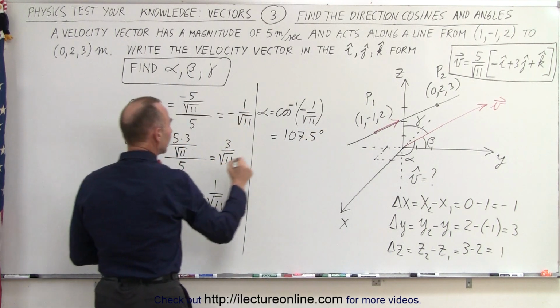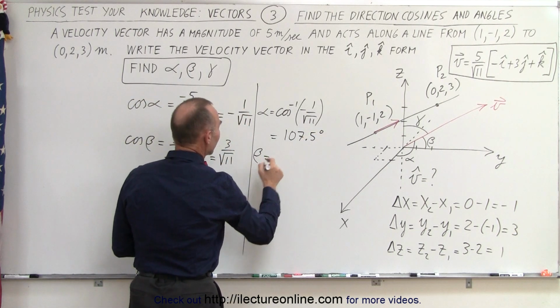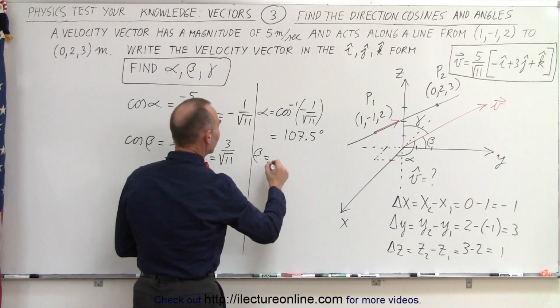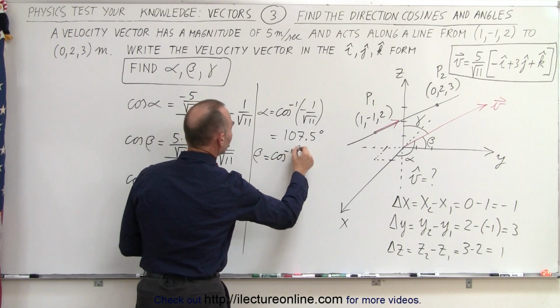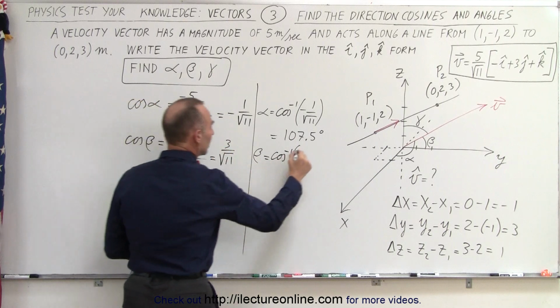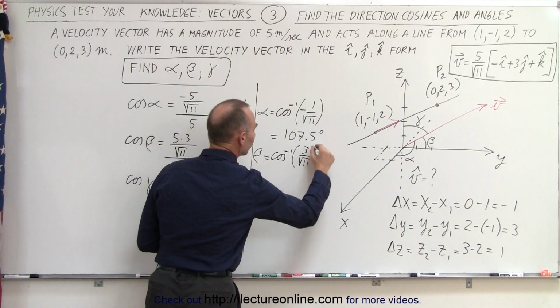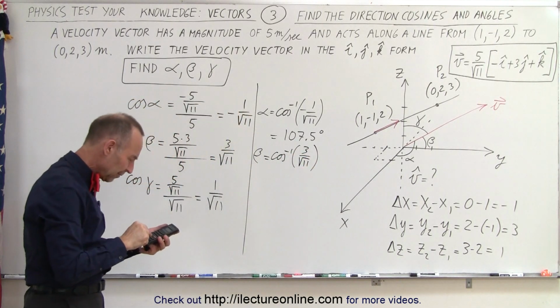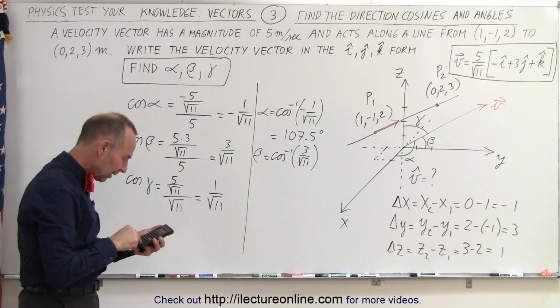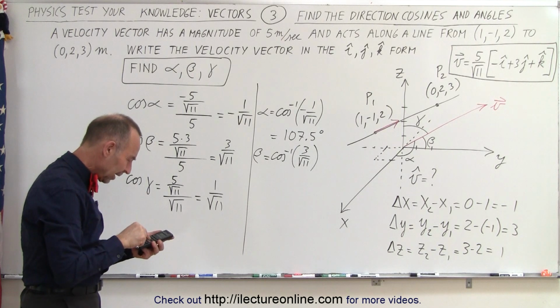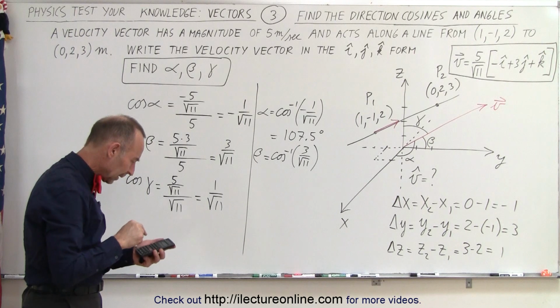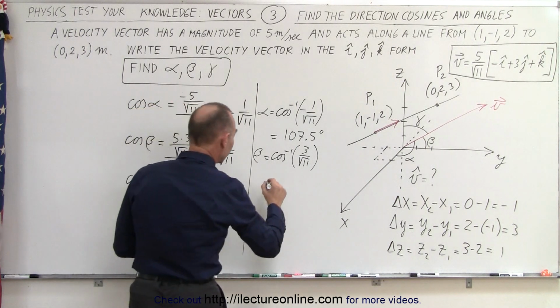Next, we're finding beta, the angle between the vector and the y-axis, which is equal to the inverse cosine of 3 divided by the square root of 11. So 3 divided by the square root of 11, take the inverse cosine of that, and that gives us 25.2 degrees.